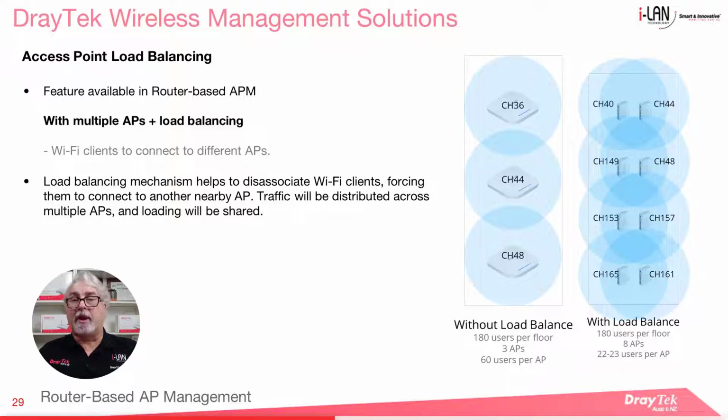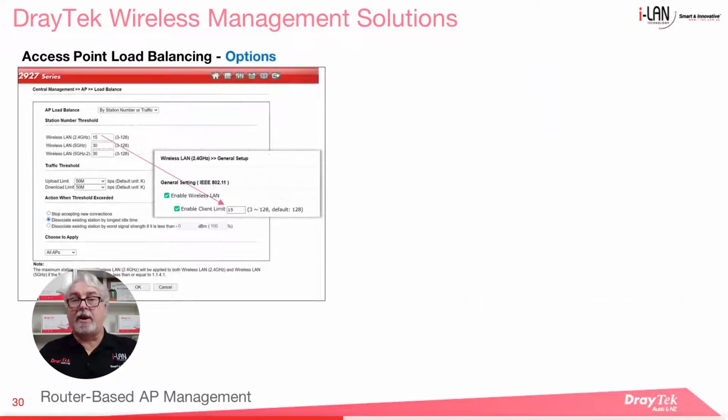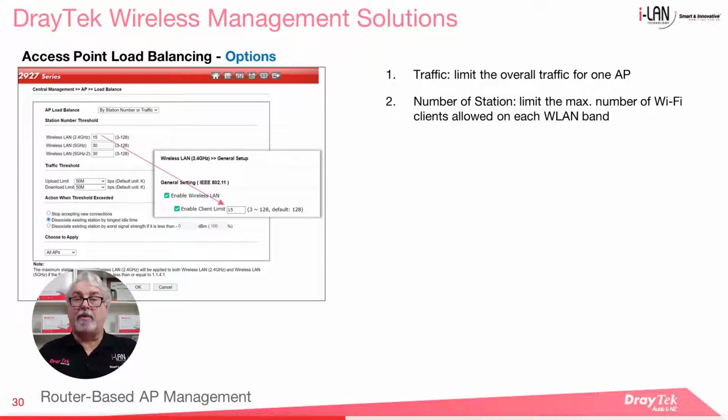By installing multiple access points in the network, the traffic load can be shared equally between each access point. For example, if we have 180 users, by using 8 access points that are load balanced, we'll have about 22 or 23 client connections on each access point. The load balancing can be triggered by setting a traffic limit or by setting the maximum number of Wi-Fi clients connected to each wireless band in the access point. The client limit will be the same as what is set in the access point in the general setup page.